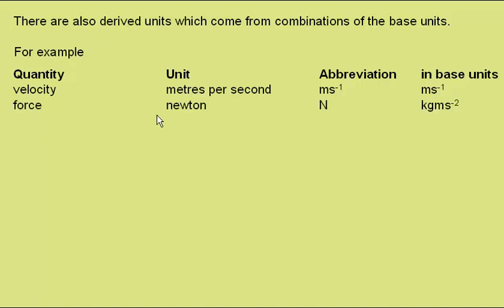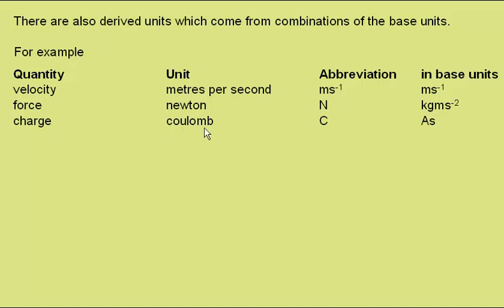Force is in units of the Newton. Note, even though this is named after Isaac Newton, in the word it gets a lowercase letter, in the abbreviation it gets an uppercase N. Now a Newton is a force that would give an acceleration of 1 meter per second squared to a mass of 1 kilogram. So the equivalent of a Newton in base units is a kilogram meter per second squared.